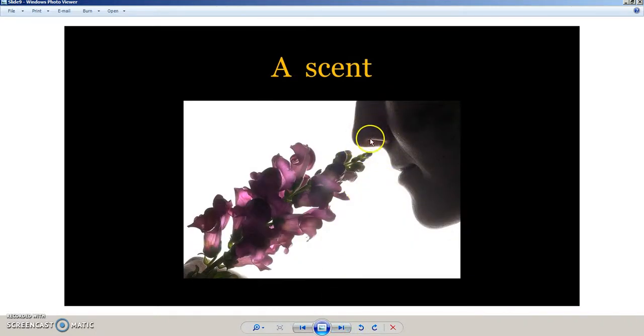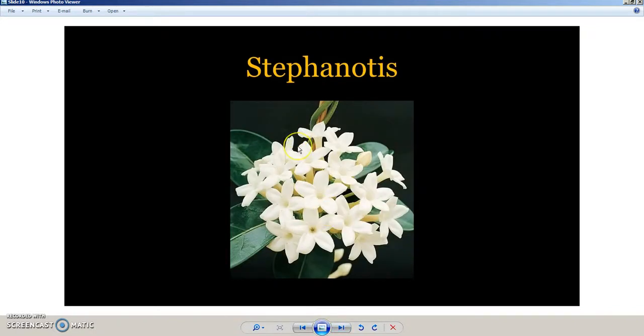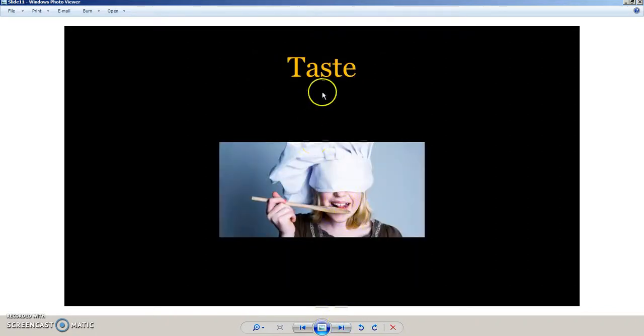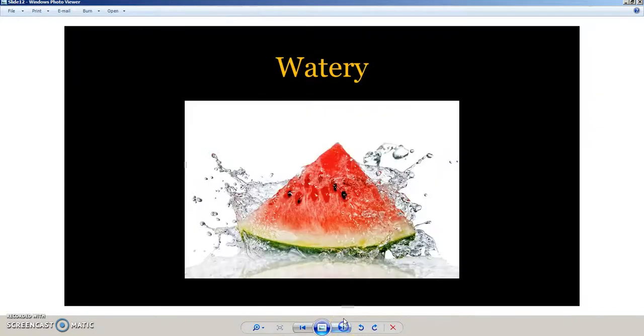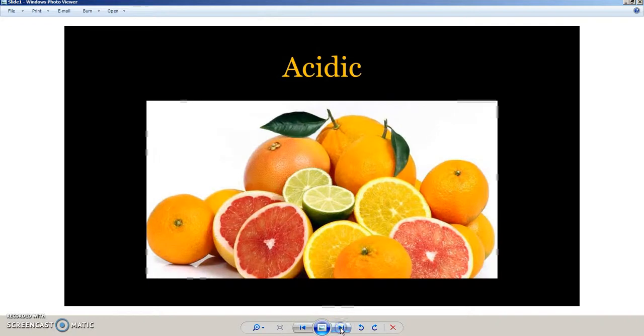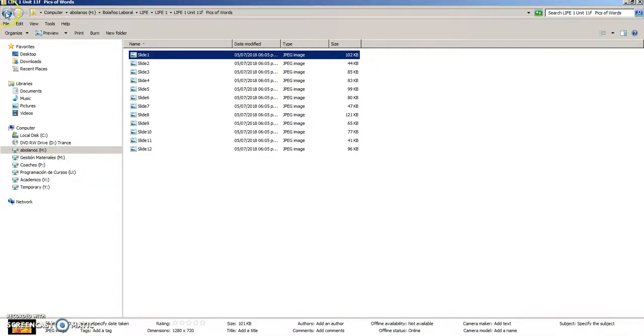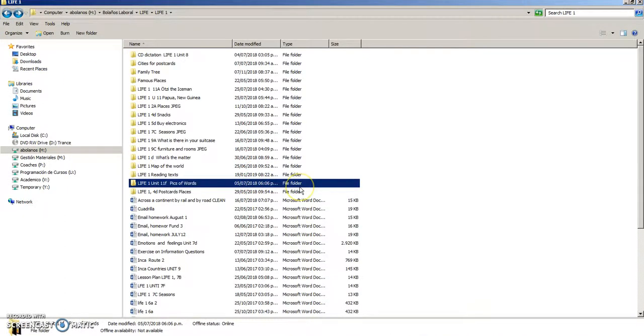So here the nose is smelling the scent of these flowers, which is perfume. Stephanotis, I mean, this picture helps a lot because it's the name of a flower that is not very common among us. The taste is the perception with your tongue to perceive flavors, watery and acidic. So after showing those two things, the glossary and the pictures, they are ready to watch the video and understand better.